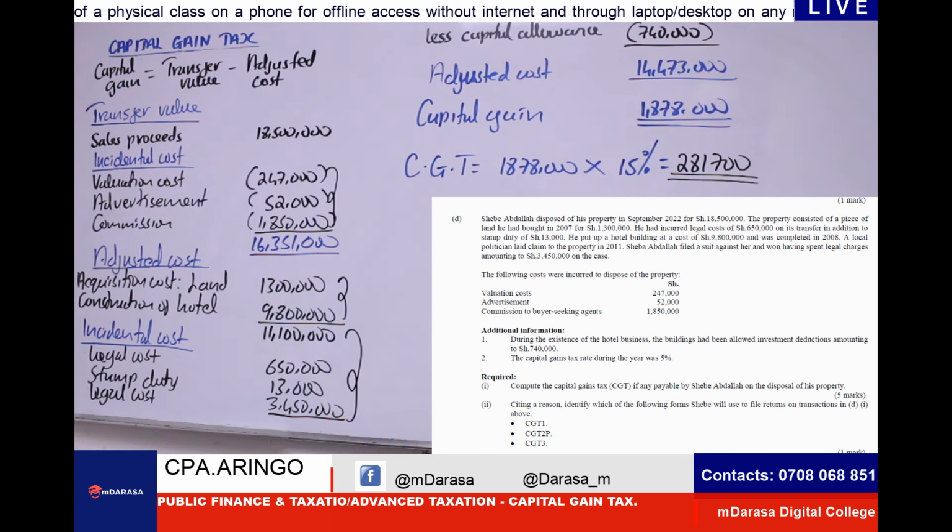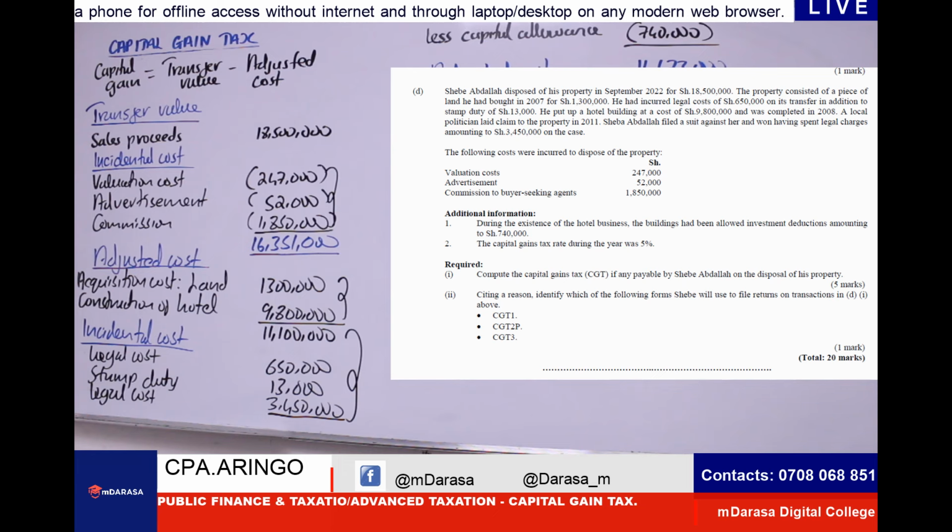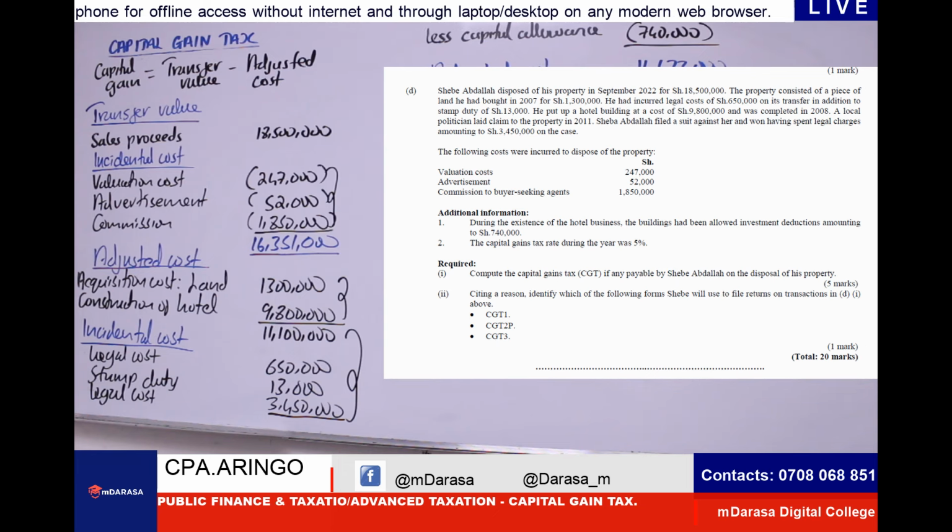For the case of exams, you can just do it directly, right? So long as you know how to work it out, you can go and work it out directly. The other part, we are told, citing a reason, look at that case. Citing a reason, identify which of the following forms SHEBE will use to file returns on transaction in D1 above.